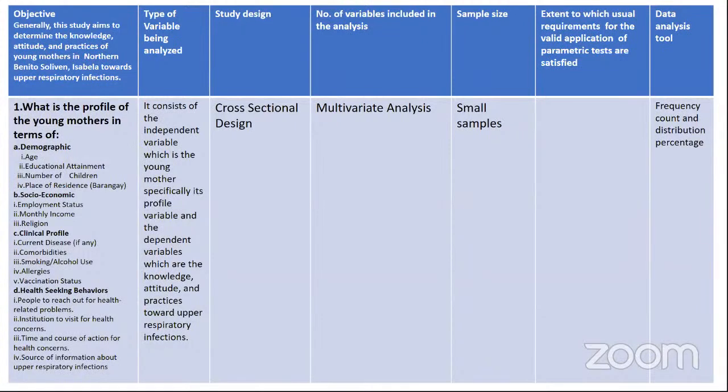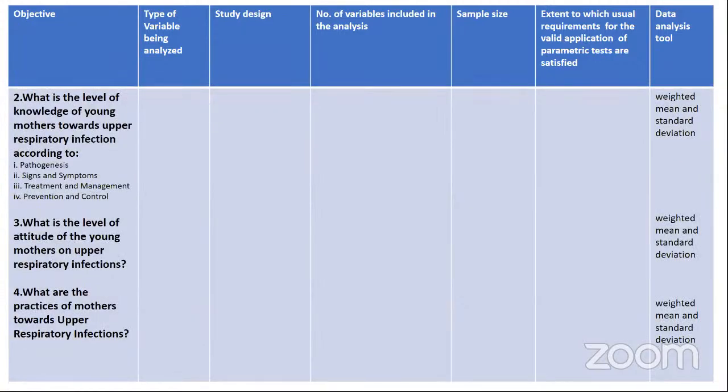And lastly, for health-seeking behavior, we have the people to reach out to for the health-related problem, institution, time and course, and source of information. For number two, specific objective, what is the level of knowledge of young mothers towards upper respiratory infection according to pathogenesis, signs and symptoms, treatment and management, and prevention and control? Third, what is the level of attitude of the young mothers on upper respiratory infections?